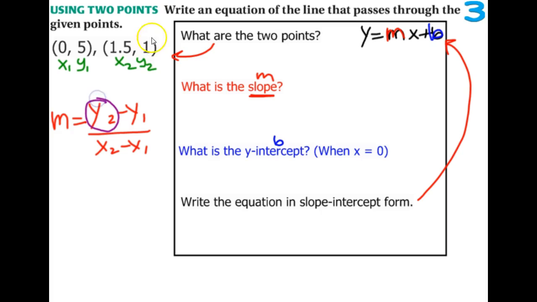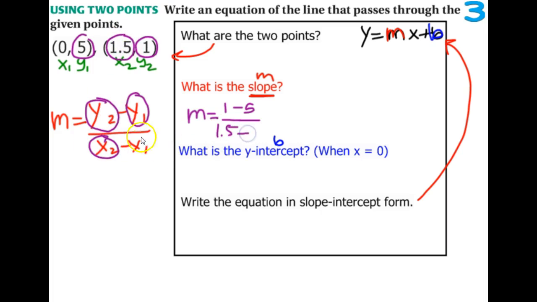So first, y2 is 1 minus y1, which is 5. Then on the bottom, x2, which is 1.5, minus x1, which is 0. Well, 1 minus 5, there's more negatives. There's negative 4. 1.5 minus nothing is still 1.5.